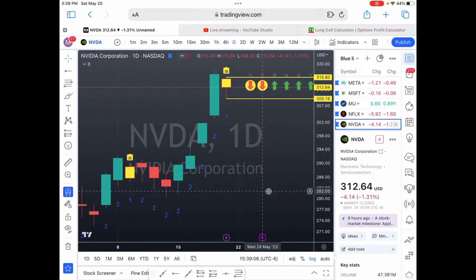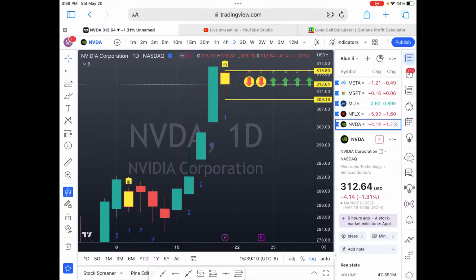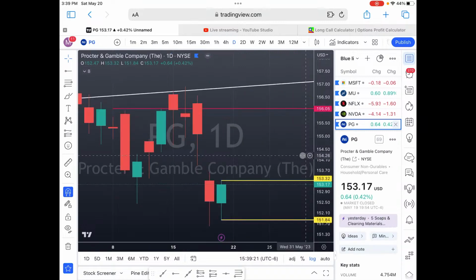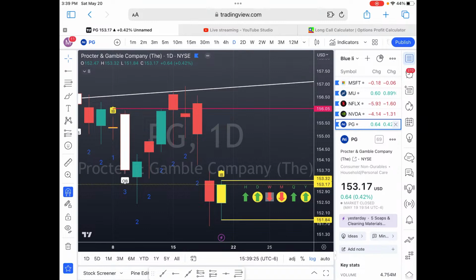We move on to NVIDIA. There's an inside bar. Not quite that hammer candle that we want, because, again, that wick should be at least 2 times the size of the body. We're not quite there. So calls at 315.80, puts at 309.16. Procter & Gamble, there's the inside bar. Calls at 153.32, puts at 151.84.